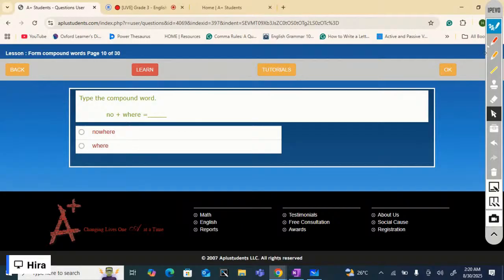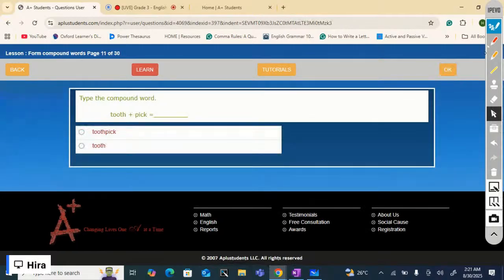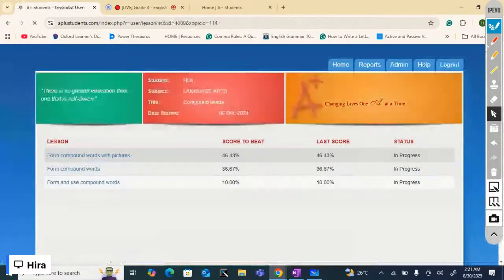No and where. These two smaller words make a compound word, nowhere. And with this, we are going to switch to the next lesson. You can complete it later.